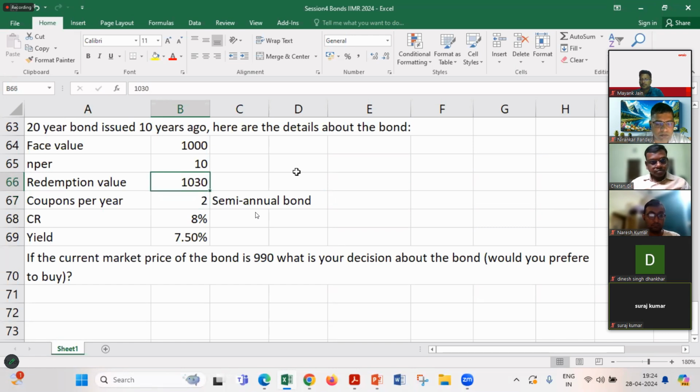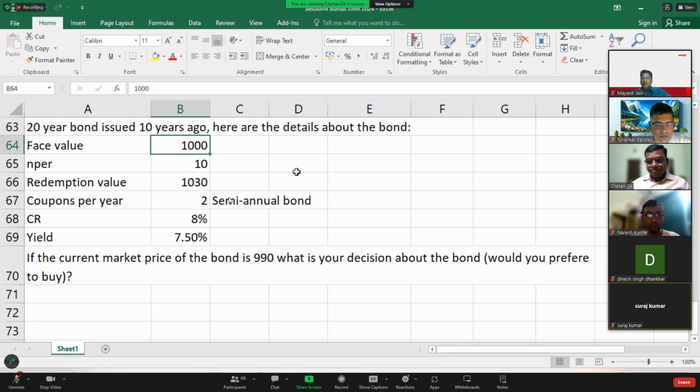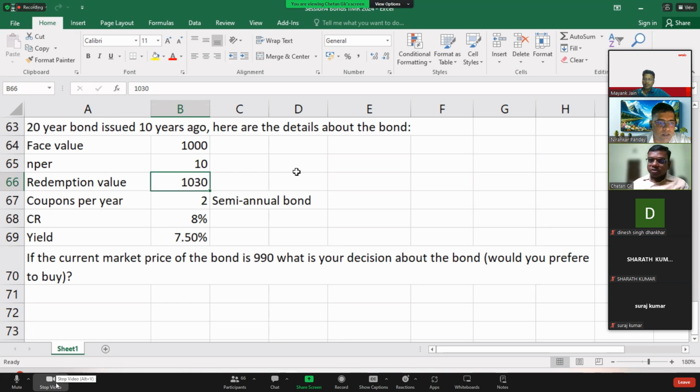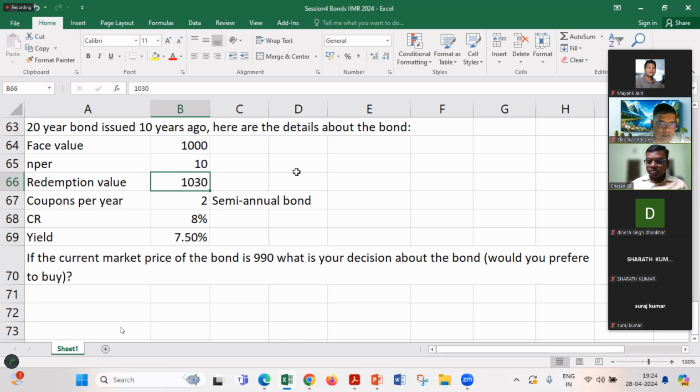Next is, any other observations? It's a 20-year bond, which was issued 10 years ago. Which means there are 10 years remaining, so NPER is 10. Yes. And the future value, the redemption value, is different. Normally in the previous problems, when the bond matures, you will get only the face value. In this case, you are getting some premium, 30 rupees premium. That is one more difference. Is it fine?